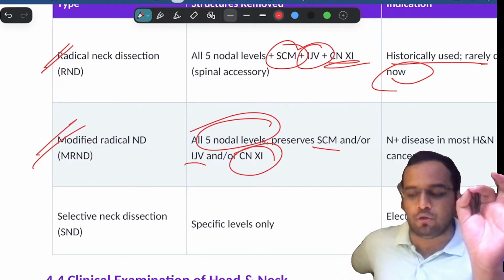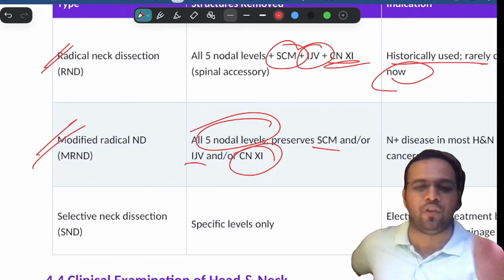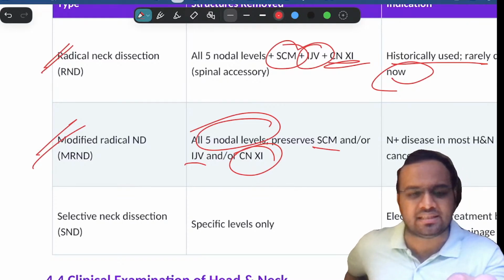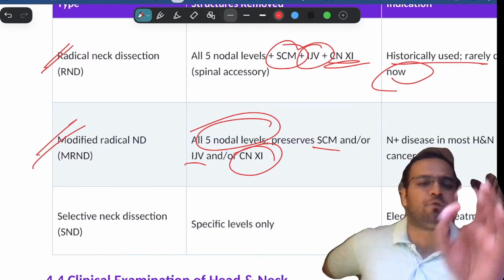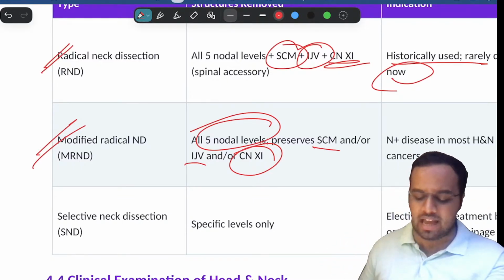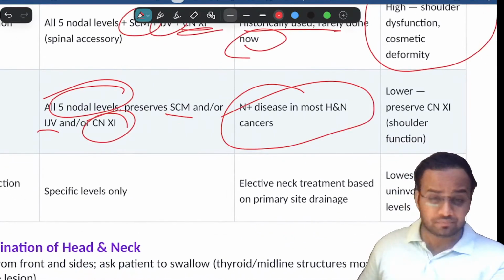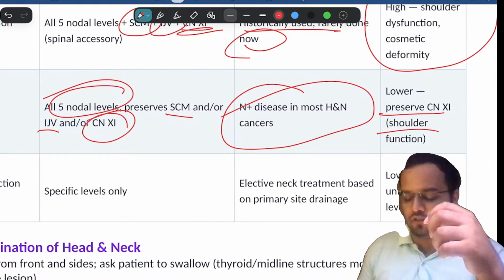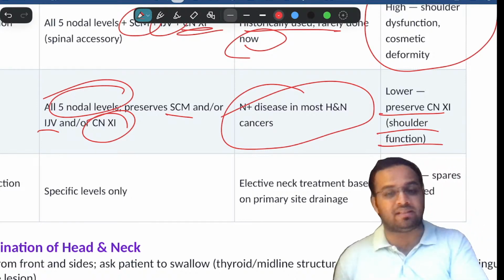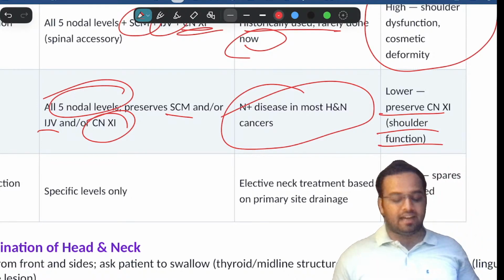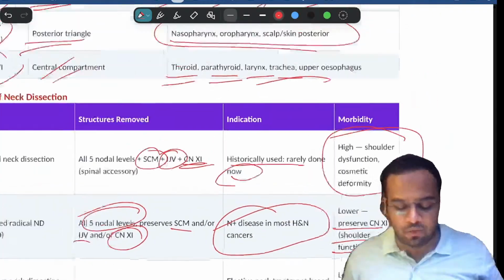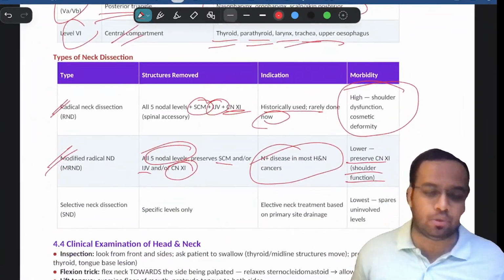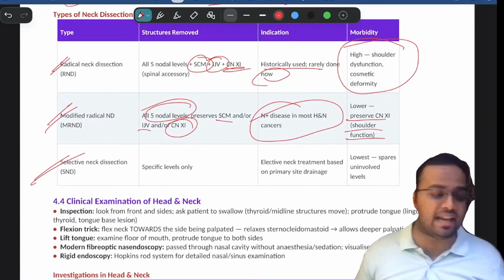So whenever you go for an MRND, you can go for what is called functional preservation. If SCM is involved, remove only SCM. If spinal accessory is involved, only remove the spinal accessory nerve. If only IJV is involved, only remove the IJV. So lymph node disease is positive for most of the head and neck malignancies. It preserves shoulder function, as shoulder dysfunction was a previous morbidity with radical neck dissection. But nowadays, when we find out which regions the lymph nodes are draining into, what they do is called a functional neck dissection or selective neck dissection.